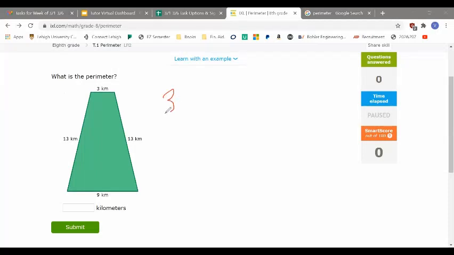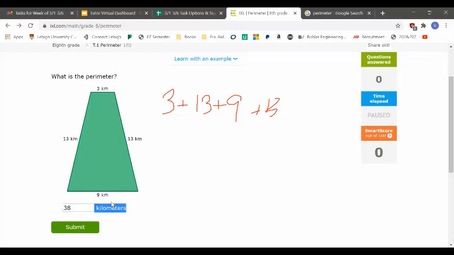So it will be 3 plus 13 plus 9 plus 13. That looks kind of messy. And what would that equal? Let's see. 3 plus 13 is 16. 16 plus 9 is 25. 25 plus 13 is 38. So then your answer would be 38 kilometers. And make sure you always have your units. This is your units, kilometers, because this is in kilometers also, km.